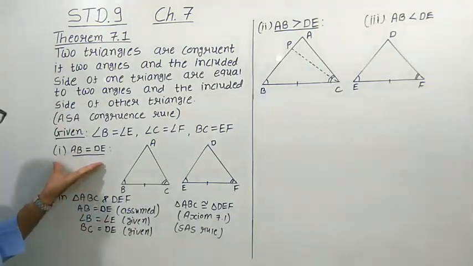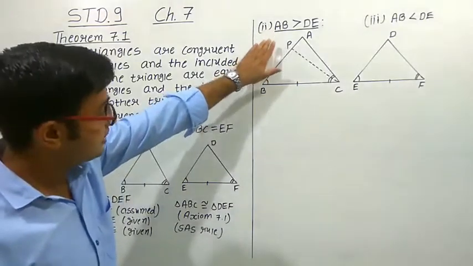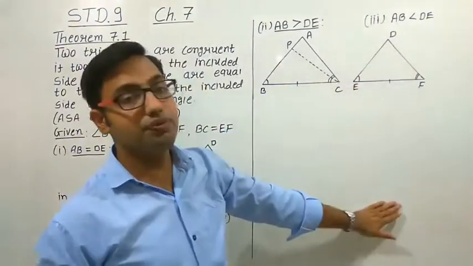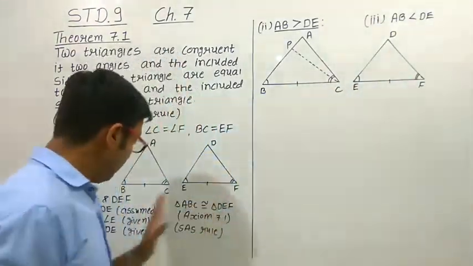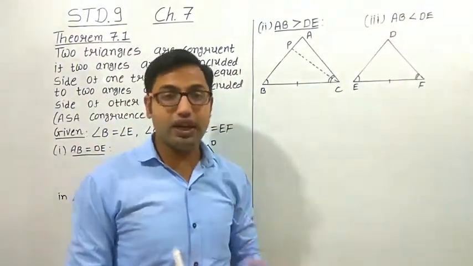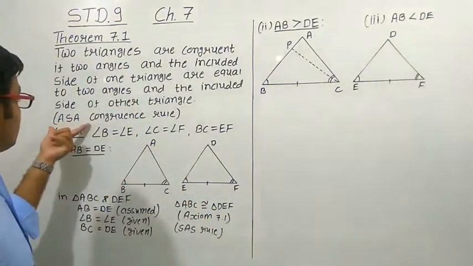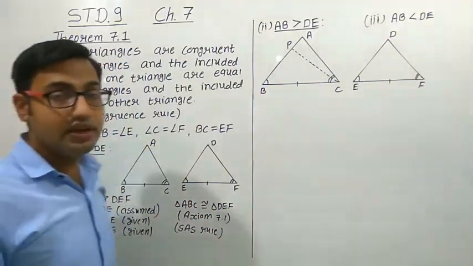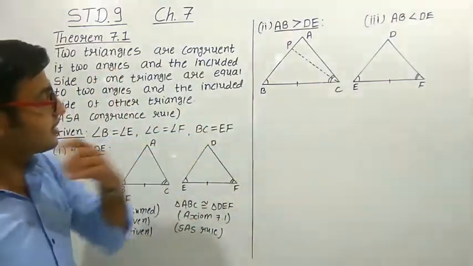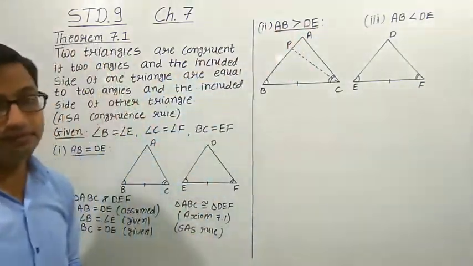Currently we have studied only one condition. Let us study the second condition. In this condition also we have to prove that the two triangles are congruent. In the third condition also we have to prove that the two triangles are congruent. If in all three conditions, the first, second and third, we can prove that the two triangles are congruent, then only can we say that this rule can be applied whenever we have to prove two triangles congruent. So let us study the second case. In the second case, we have taken that AB side is greater than DE side.